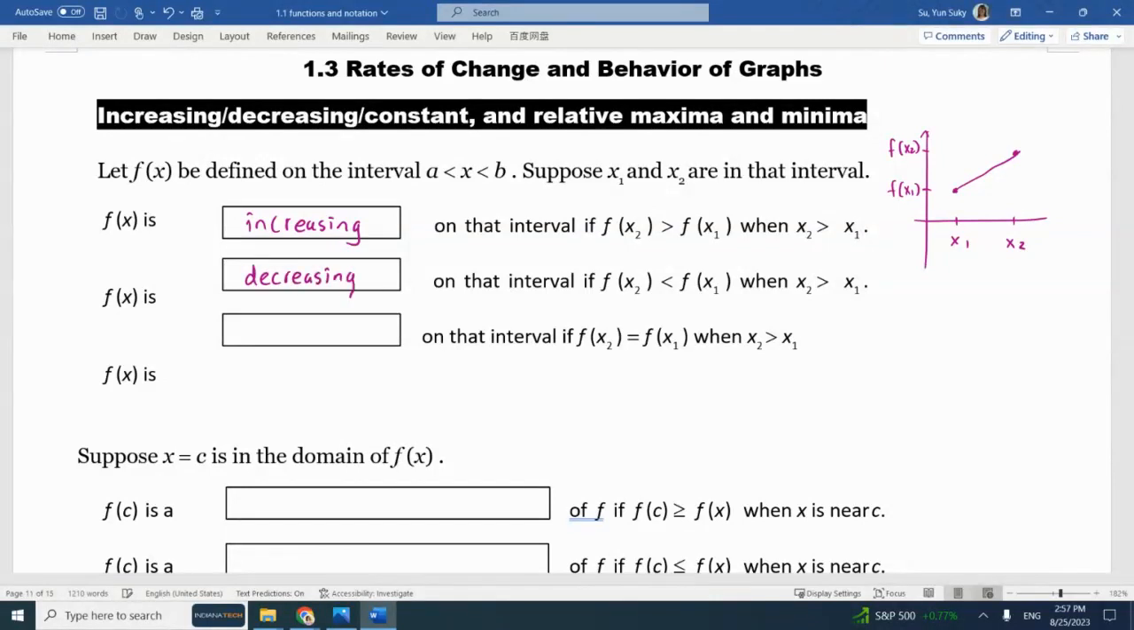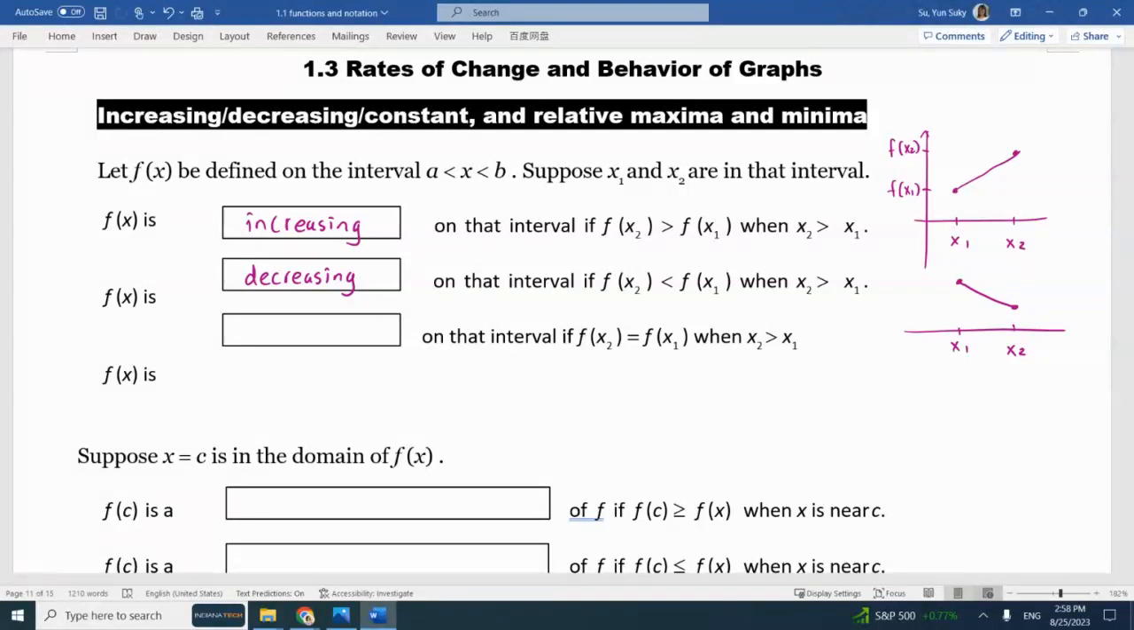Alright, next, f of x is decreasing on that interval if, for x1 and x2, f of x2 is less than f of x1. Make sense, everybody? That's decreasing, because your y values decrease as you increase the x. Okay? So you always look at your x from the smaller to the bigger number, and you look at your y values decreasing. Right? So the function is decreasing.